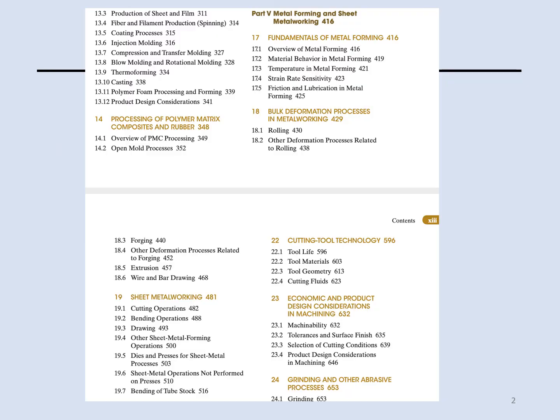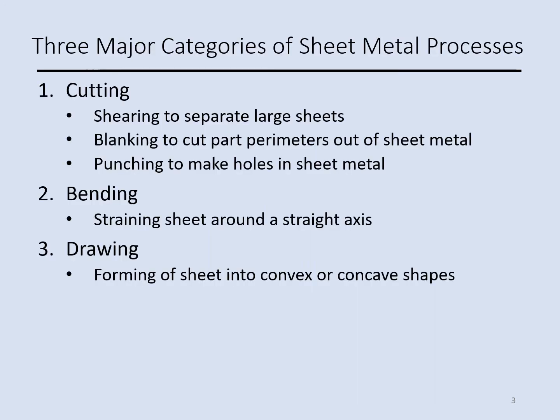In this lecture, we cover chapter 19, which is sheet metal working. It has cutting operations, bending operations, drawing. We try to cover some of the most important parts in this lecture. In the sheet metal processes, we have three major categories. One is cutting process, one is bending, and one is drawing.